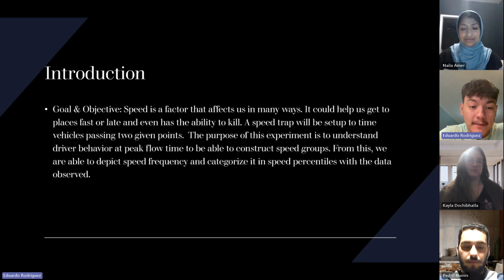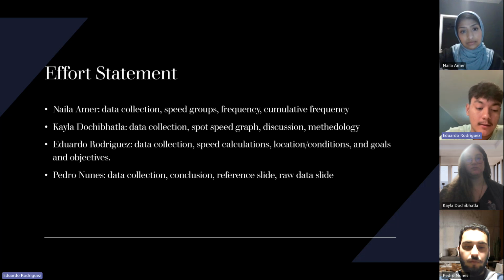Speed is a factor that affects us in many ways. It could help us get to places fast or late and even has the ability to kill. A speed trap will be set up to time vehicles passing two given points. The purpose of this experiment is to understand driver behavior at peak flow time to be able to construct speed groups. From this, we are able to depict speed frequency and categorize it in speed percentiles with the data observed. Below, you can see our workload divided.